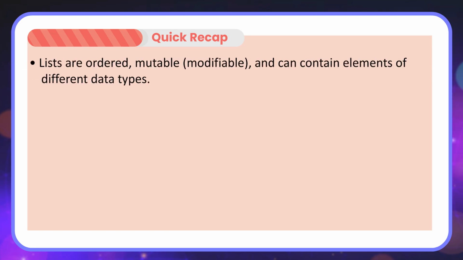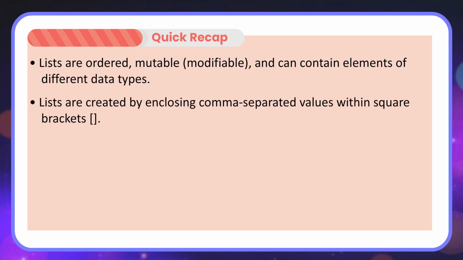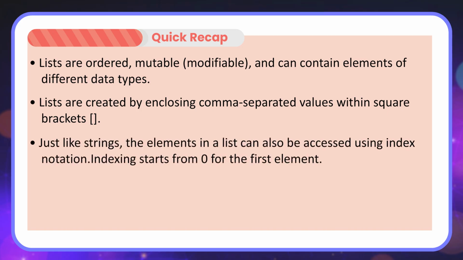Quick recap. Lists are ordered, mutable (modifiable), and can contain elements of different data types. Lists are created by enclosing comma-separated values within square brackets. Just like strings, the elements in a list can also be accessed using index notation. Indexing starts from 0 for the first element.